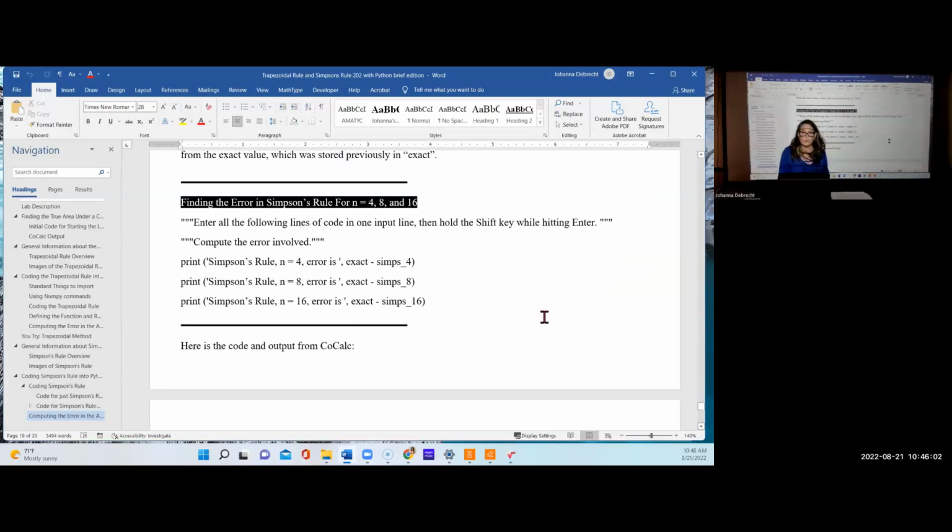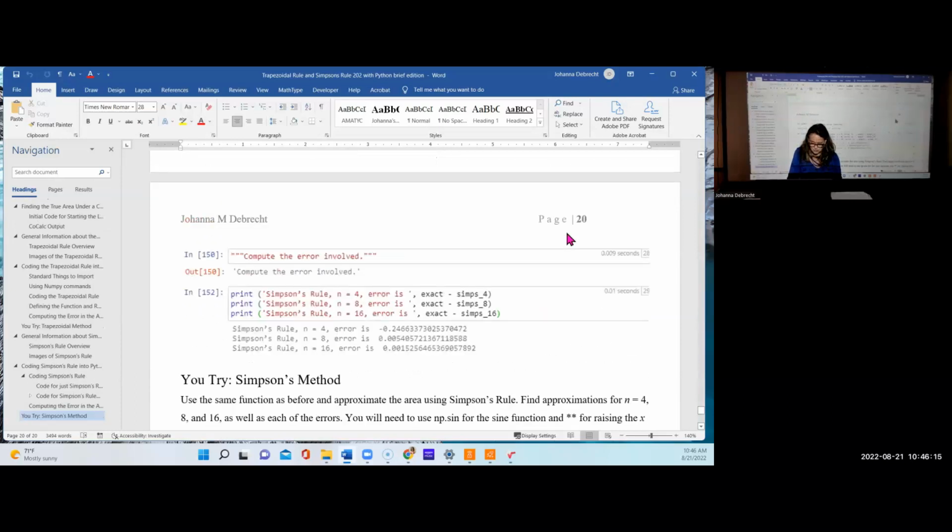And we can do the code basically the same way we did before. We'll take exact minus simps_4 or simps_8 or simps_16, and we'll print out the error and see what it looks like. So here's the code and the output from CoCalc. And we can see that this is actually more accurate than the trapezoidal rule. And the trapezoidal rule, we started off, I can't remember, 0.6 apart or something like this. This gets far more accurate more quickly. And we can see that on 16, it's much more accurate.